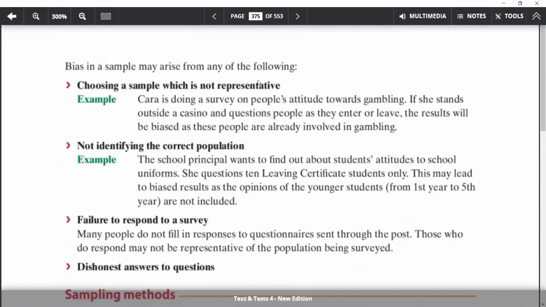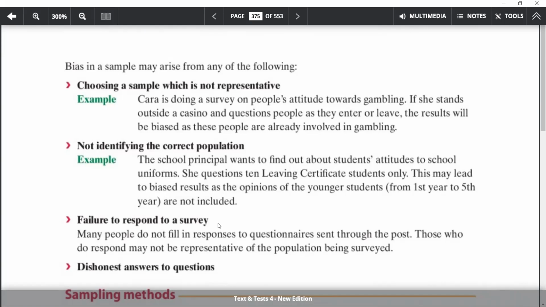Okay, types of bias that you can see. You pick a sample which is not representative, for example, if I was only to survey boys in my example of the St. David's attitudes towards PE. Another is not identifying the correct population. If I was asking what's the attitude towards PE in St. David's, and I only looked at sixth-year students, that wouldn't necessarily represent everyone.